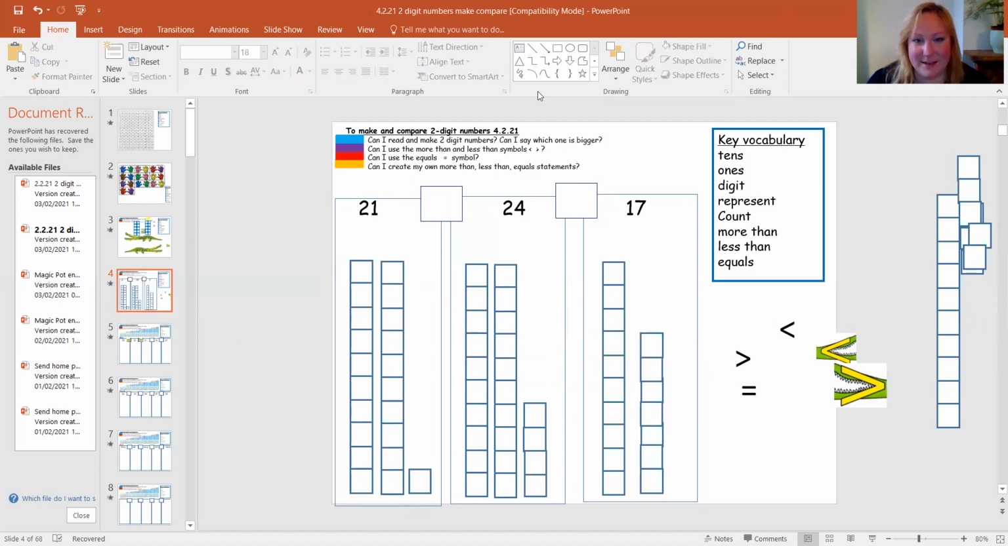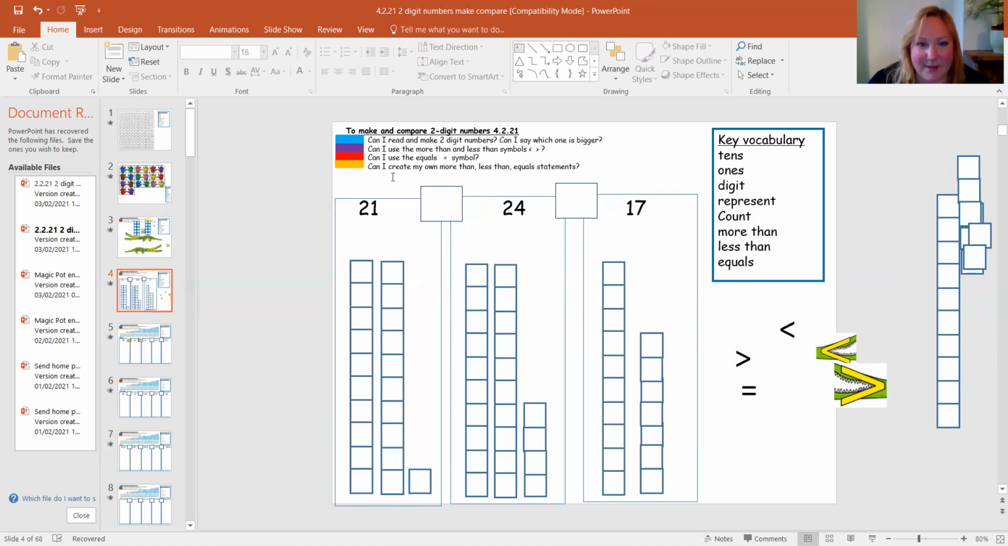Excellent. So we've got 21, two tens and one one. 21 is two tens and one one. 24 is two tens and four ones. 17 is one ten and seven ones. So I can see now which one is bigger than the other.